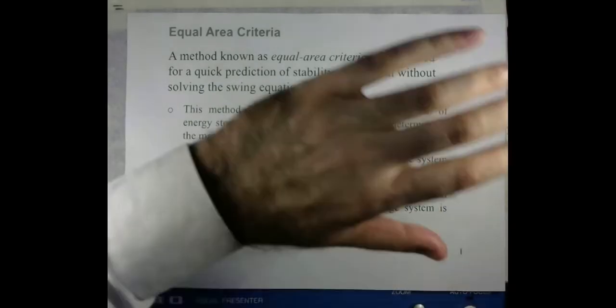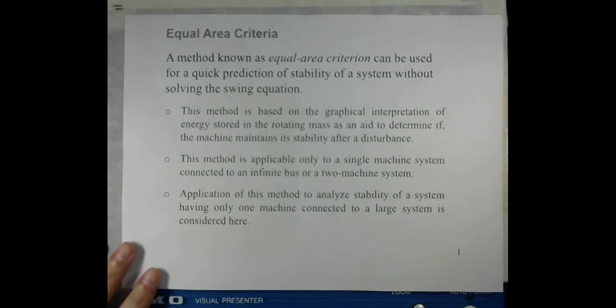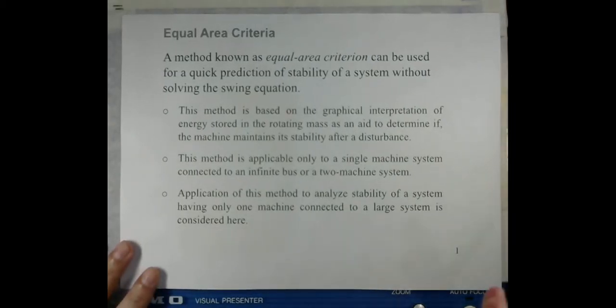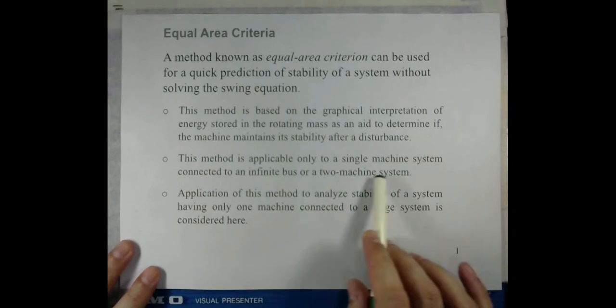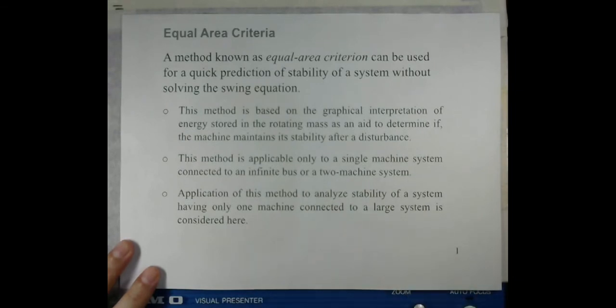So it's important to analyze the stability in order to check whether after a disturbance the machine will remain in synchronism or it will lose synchronism. So this method is applicable only to a single machine system. It's not applicable to large scale power systems. Although we will not go into the depth of that discussion, anyhow, it is only applicable to small scale power systems where only a single machine or two machines may be involved. So now let's discuss this method for only one machine connected to an infinite bus.